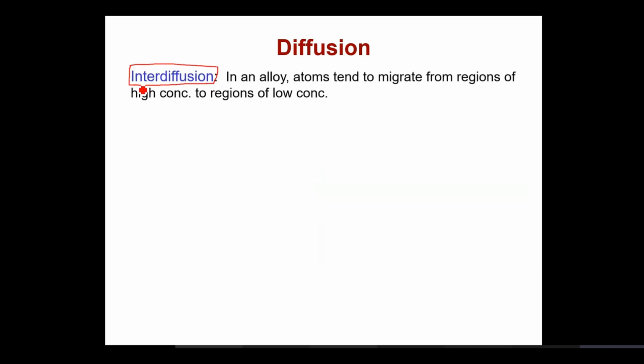This is the phenomena which is of much importance. And in alloys, alloy means a combination of two elements or more than two elements, atoms tend to migrate from regions of high concentration to regions of low concentration. So this is basically the driving force for diffusion.